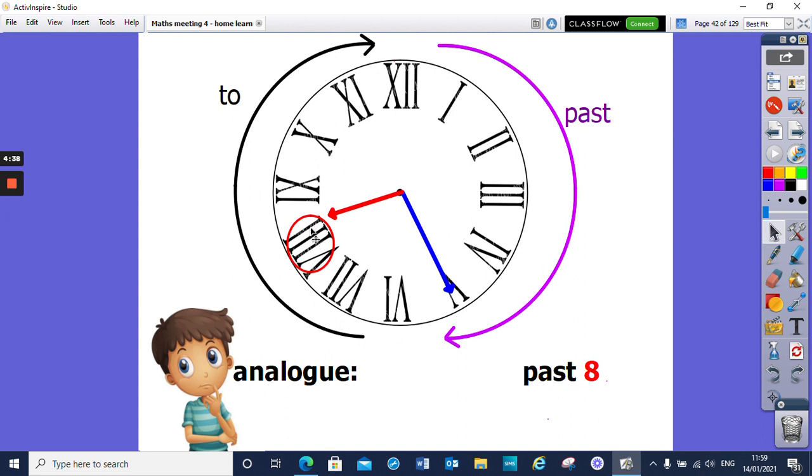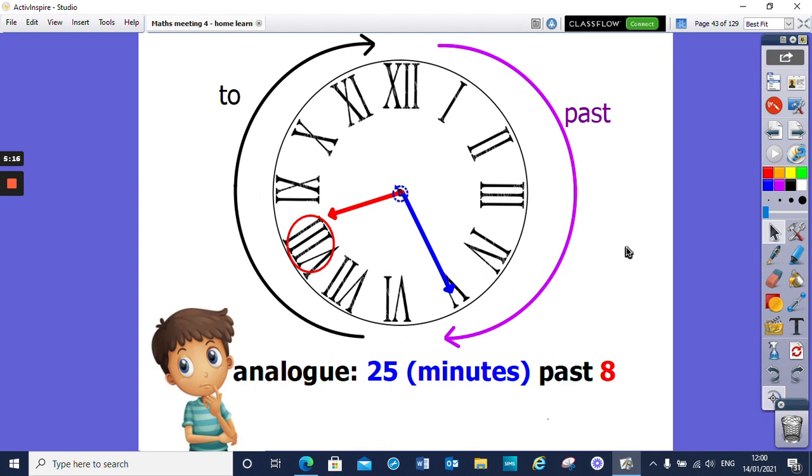VIII. We've gone past the 8, haven't we? We've just gone past. But how many minutes past the 8 o'clock have we travelled? Well, let's look at our minute hand here. Our minute hand would have been at 8 o'clock, but it's travelled all the way round to here. Let's count with me. 5, 10, 15, 20, 25. That's right. We've travelled 25 minutes past 8.